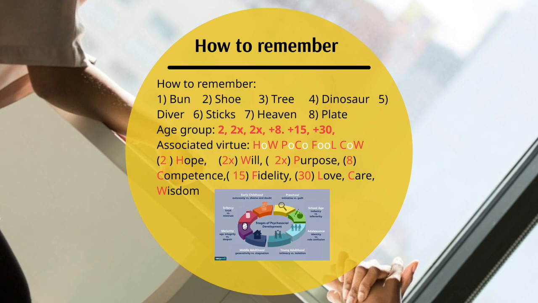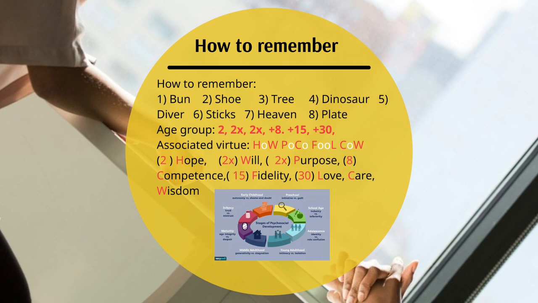Okay. One is a bun, two is a shoe, three is a tree, four is a dinosaur, five is a dive, six is a steak, seven is heaven, and eight is a plate. Okay. Memorize these 8 associations that we are going through. Now, for Erikson, the ages: the first one was 2, and then it was times 2, plus 8, 15, plus 30. Okay, all right.